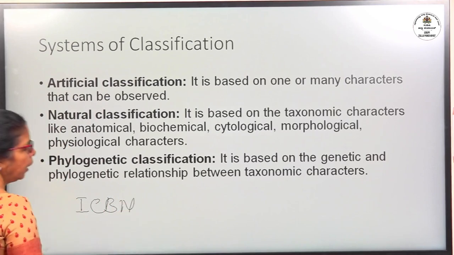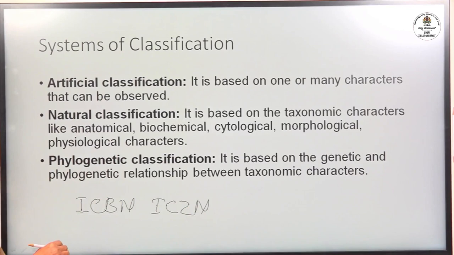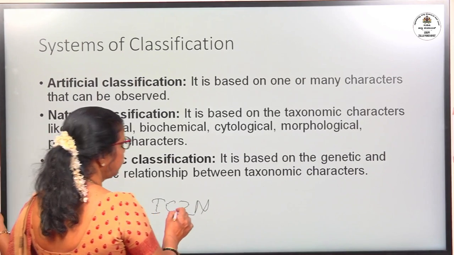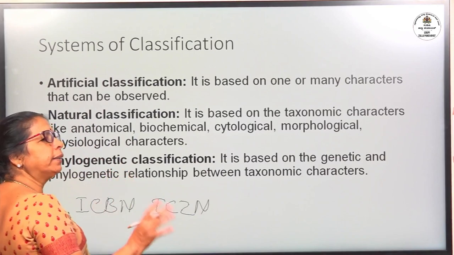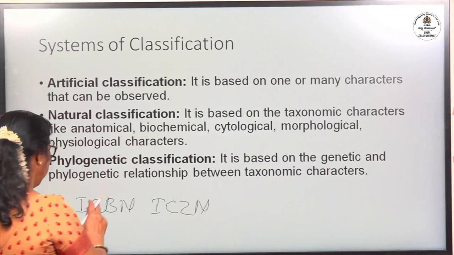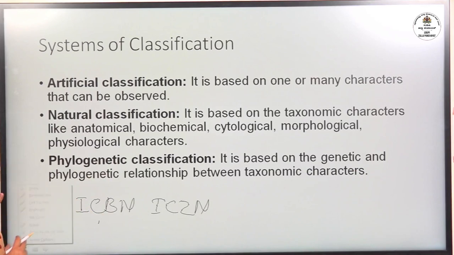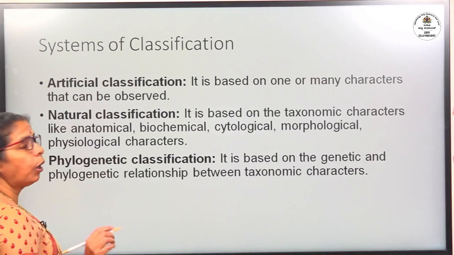There are different codes, ICBN and ICZN, that is the International Code for Botanical Nomenclature and the International Code for Zoological Nomenclature. These give names. So based on its character and also other features, the particular organisms are named. So that is ICBN and ICZN. These are helpful in naming the organism.